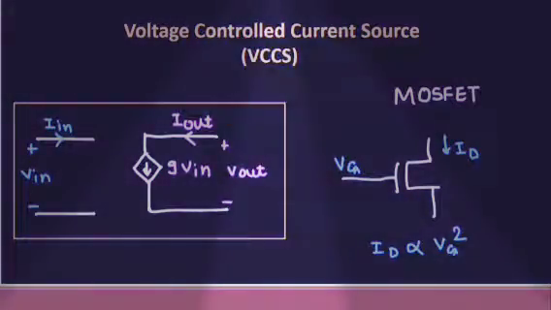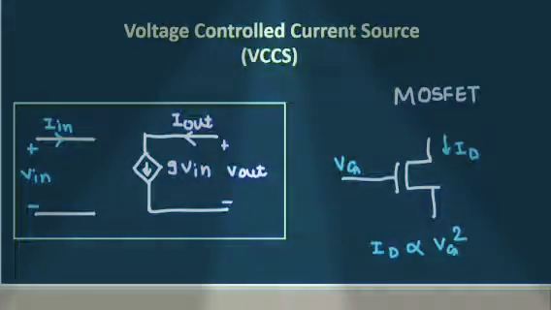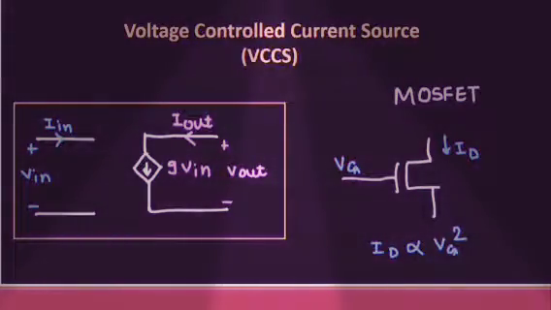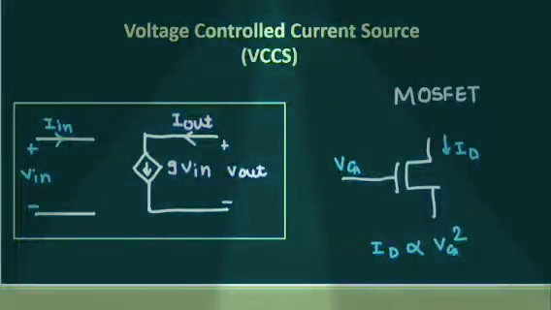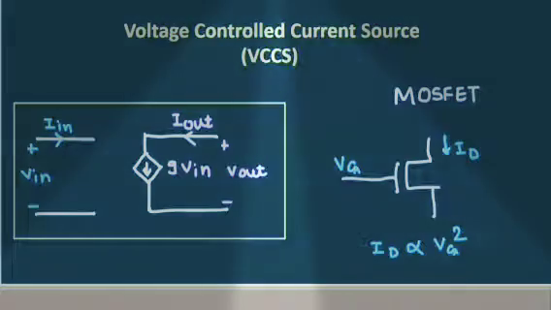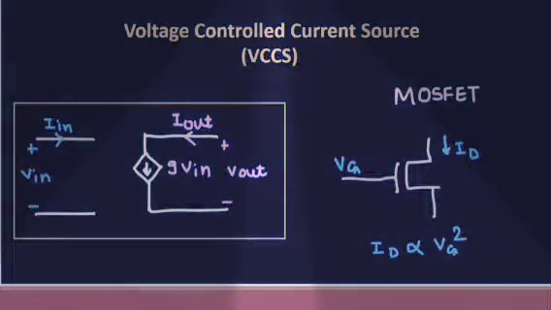The practical example of VCCS is MOSFET. In a MOSFET, as we change the gate voltage, the drain current changes accordingly. Relation is ID is proportional to VG square.